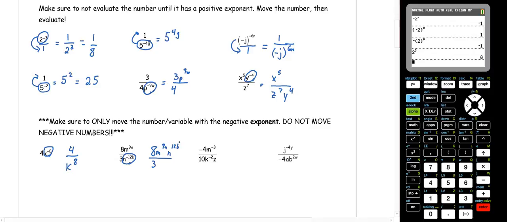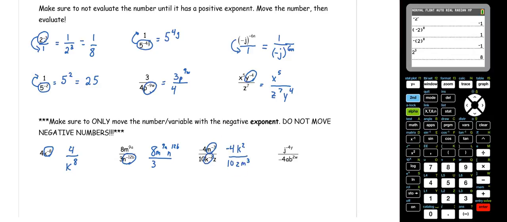In the next one, we have negative 4 m to the negative 3rd, 10k to the negative 2z. So the only things that have negative exponents are m and k. While 4 is a negative number, it doesn't have a negative exponent, so it gets to stay in place. So this becomes negative 4 on top, 10, z gets to stay put, and then we're going to switch, so k is going to move to the numerator, and m is going to move to the denominator.